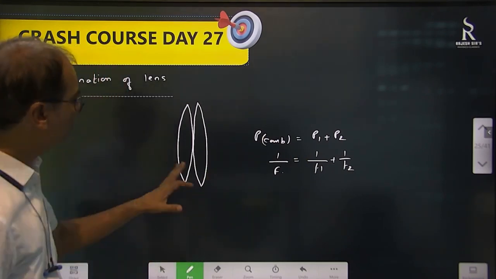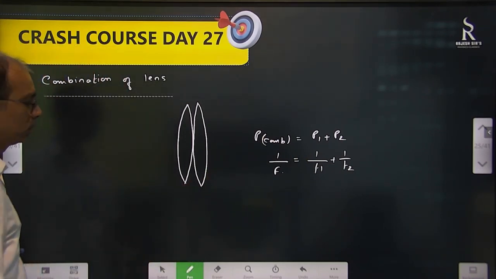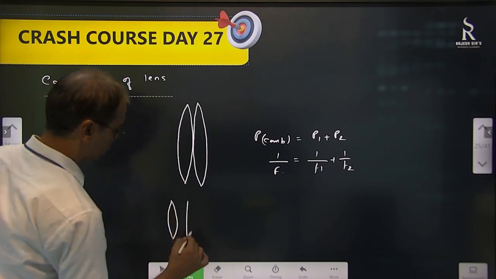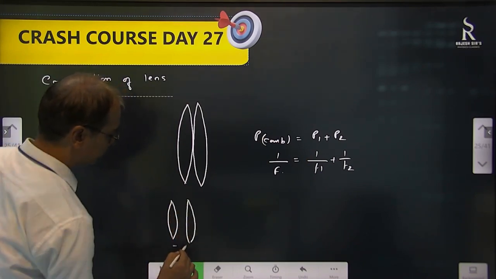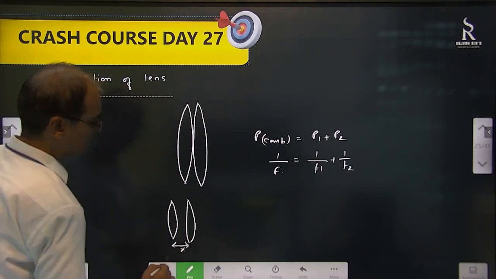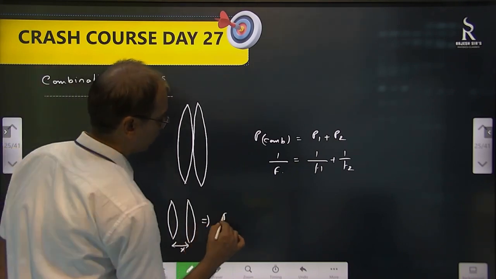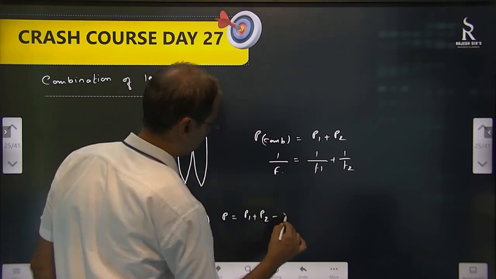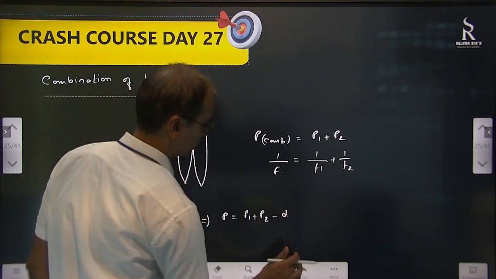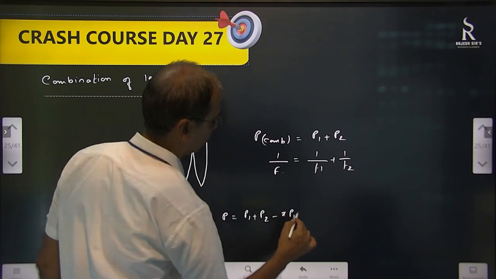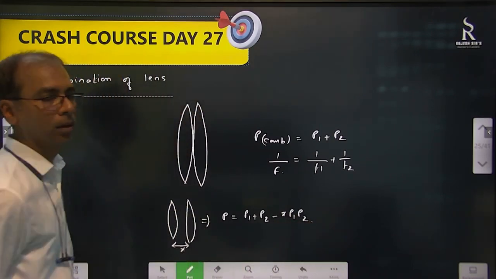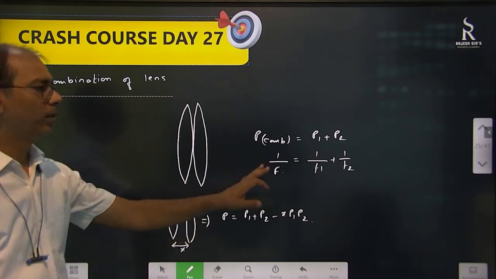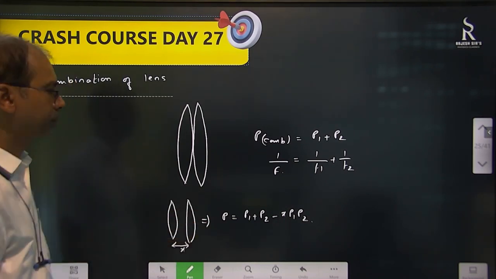Okay. If suppose a little gap is there between the two, small gap, not large gap, and this is X. Now in this case, we write P is equal to P1 plus P2 minus X P1 P2. Okay, P1 plus P2 minus X P1 P2. Remember this formula. Both.